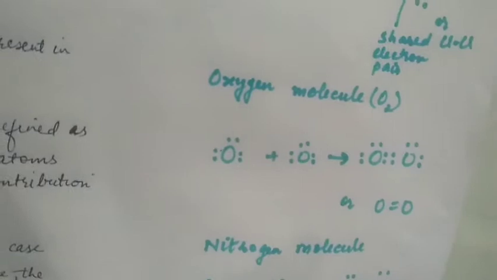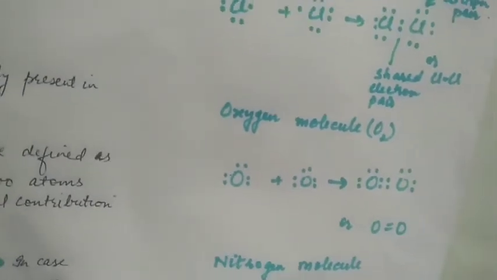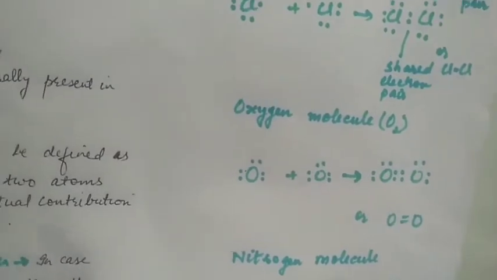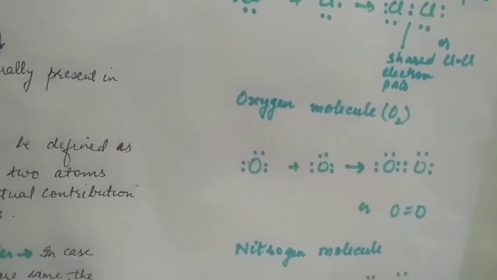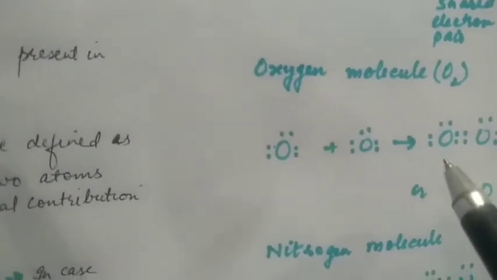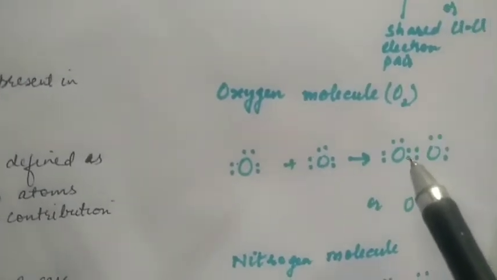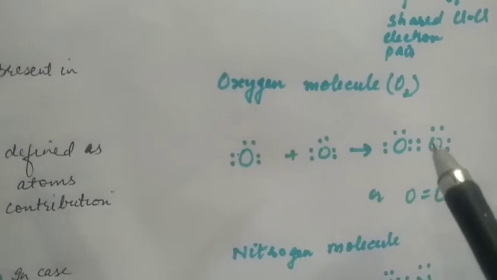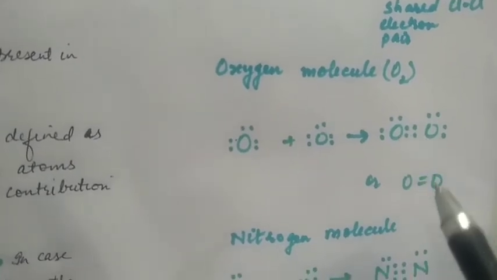Oxygen molecule is formed between 2 oxygen atoms, each having 6 electrons in their outermost shell. Now both the atoms need 2 electrons each, so both contribute 2 electrons to sharing. So 2 by this oxygen and 2 by this, in all 4 electrons are being shared, so a double bond is formed.